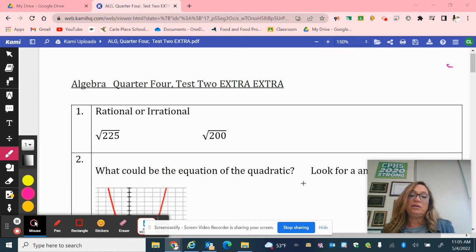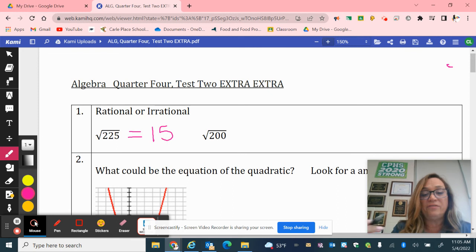You can really use your calculator if you're not sure, but anytime you have a perfect square under a radical, it's going to be rational. So like this is going to equal 15, and 15 is a counting number, and all counting numbers are rational. Anytime you have a not perfect square, it's going to be irrational. So 200 is not a perfect square, so this is going to be irrational.